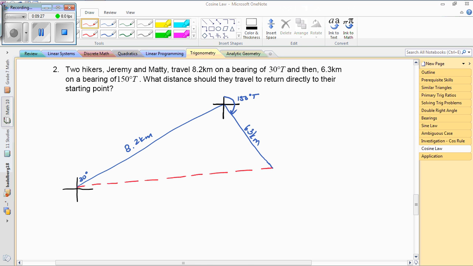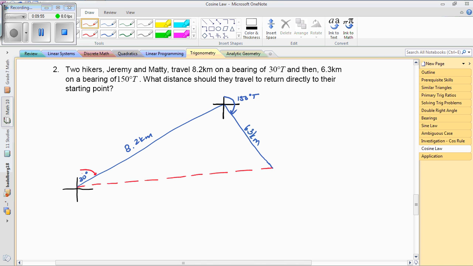If you were drawing this diagram, you started at a point, and you went 30 degrees true for 8.2 kilometers. You stopped, hopefully you drew another compass, and then went 150 degrees true, 6.3 kilometers. The red line that I've drawn is the distance that I'm trying to find. Now, according to the diagram here, this here is 30 degrees.